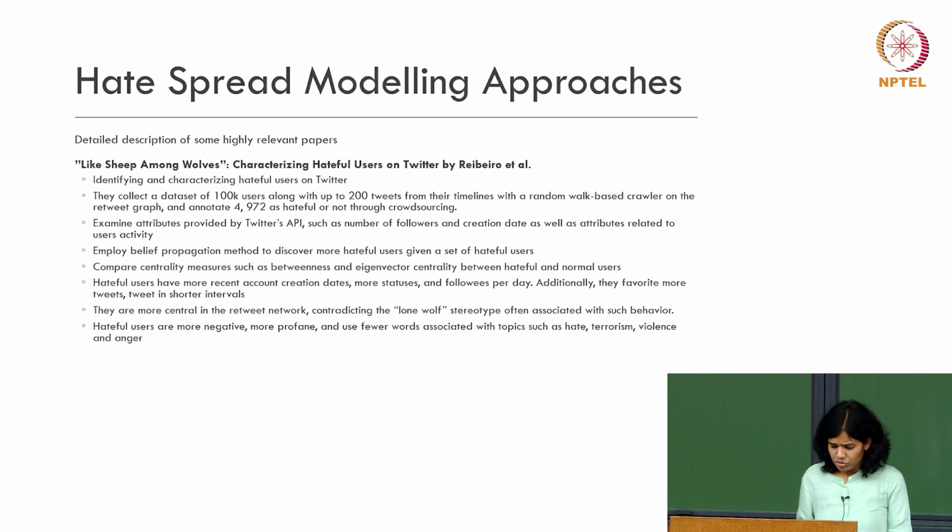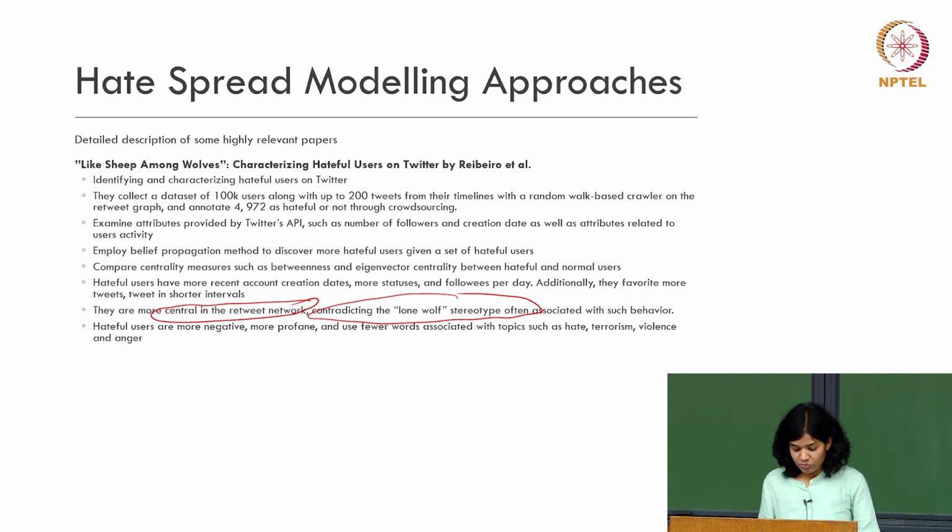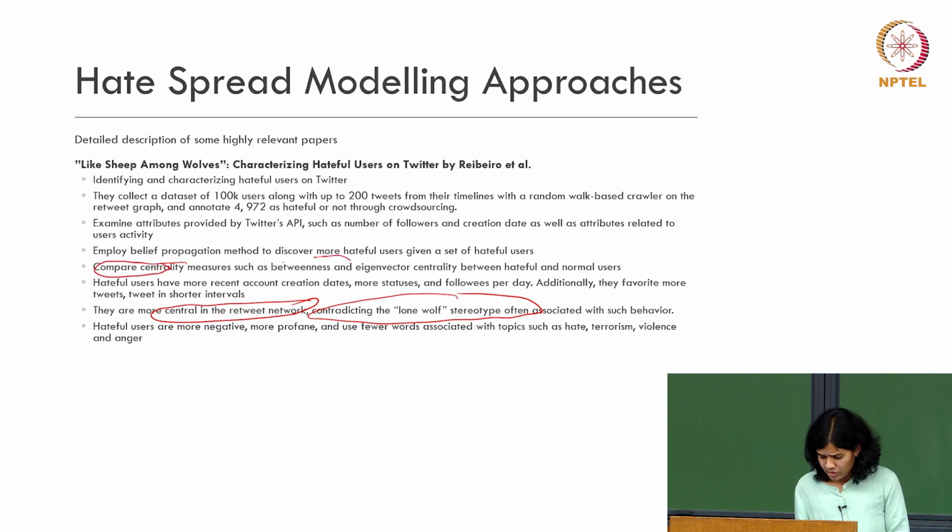After doing this, they looked at the graph characteristics of these users. They found these users are actually central in the retweet network rather than lone wolves, which was quite surprising at that time. They also looked at centrality metrics, betweenness and eigenvector, between hateful and normal users, and found these metrics are higher for the hateful users.